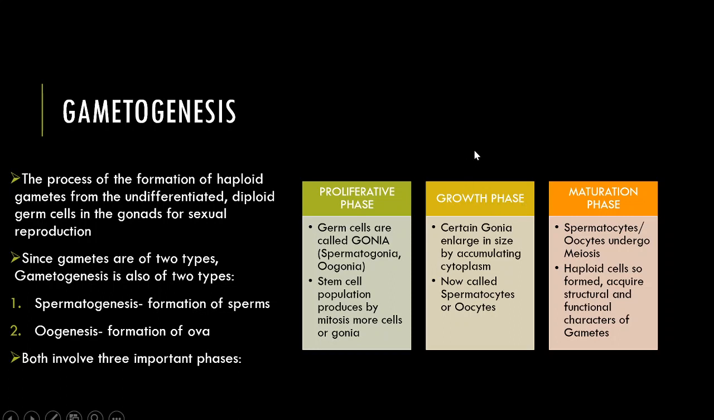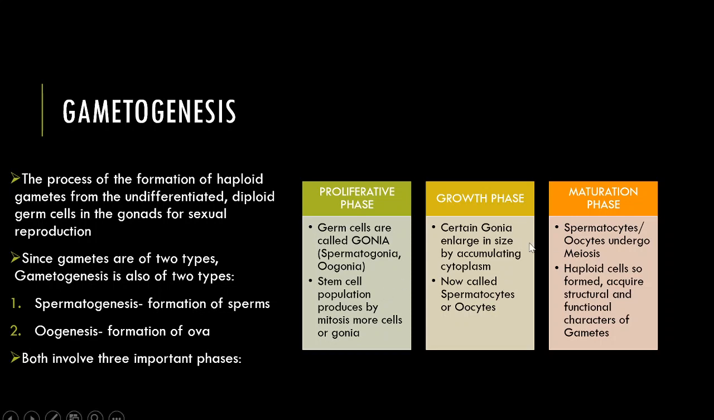The second phase is the growth phase. Some of the gonia enlarge in size by accumulating cytoplasm, and they are now called spermatocytes or oocytes. The rest of the gonia keep on dividing by mitosis itself. The third phase is the maturation phase, where these spermatocytes or oocytes undergo meiosis, and here haploid cells are formed, which then acquire structural and functional characters of the gametes.